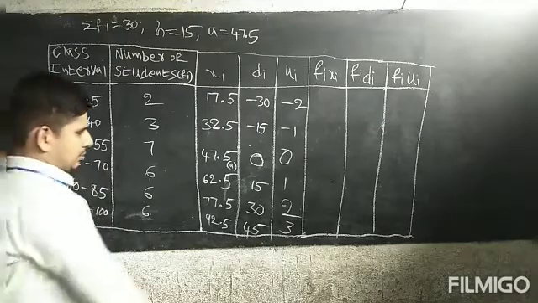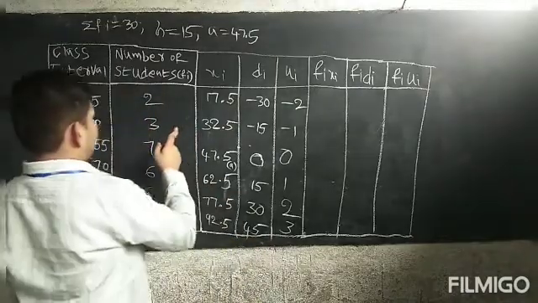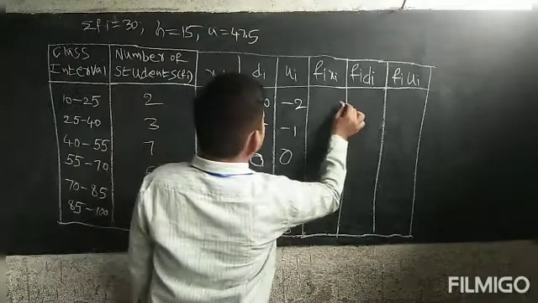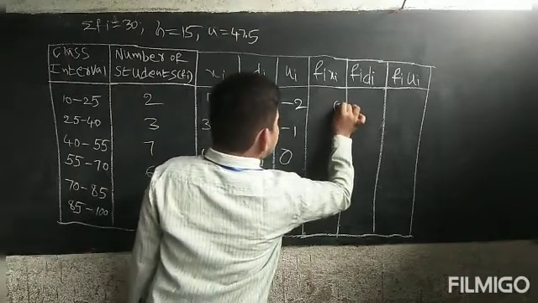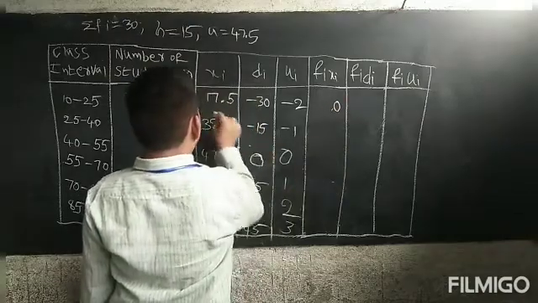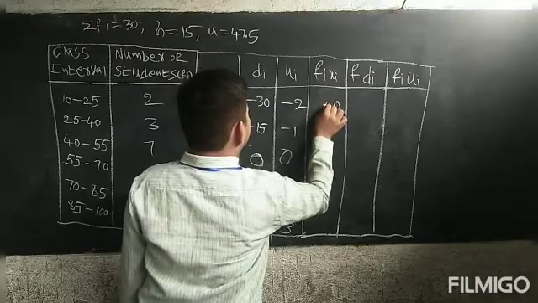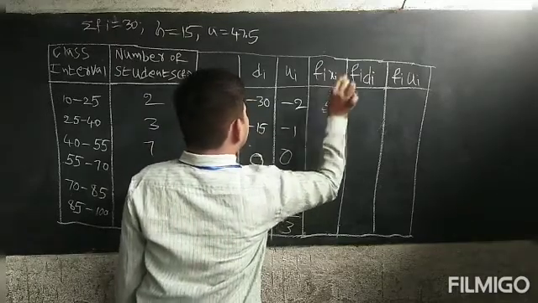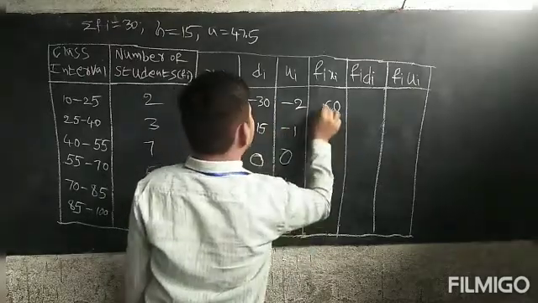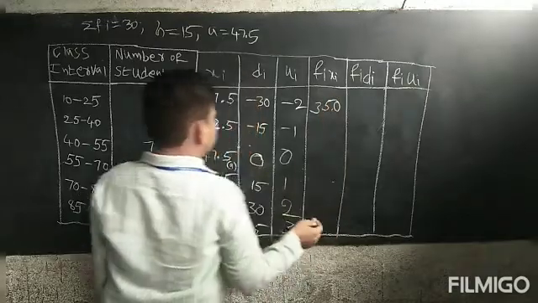Now f times x. Multiply 2 by 17.5. That gives 35.0.